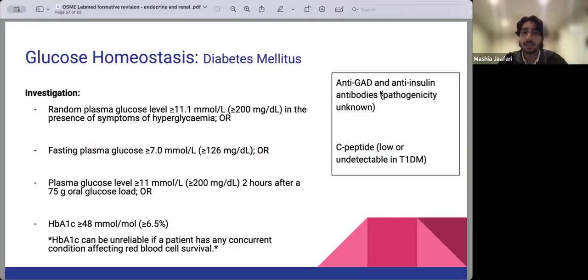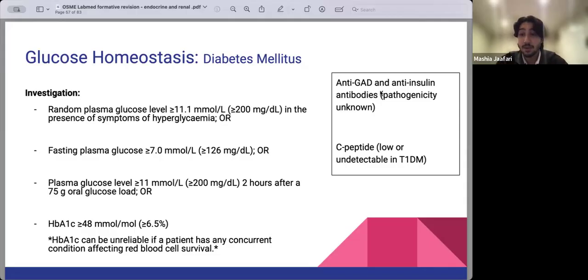In terms of diagnostics, there are four ways you can diagnose it. You can do a random plasma glucose level above 11.1 millimoles in the presence of symptoms of hyperglycemia, or you can have a fasting plasma glucose over 7, a plasma glucose level over 11 2 hours after an oral glucose load, or you can have an HbA1c over 48.